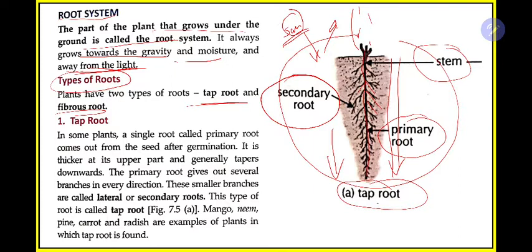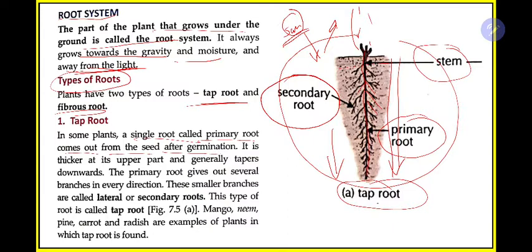The upper part is known as the stem. From here the root will start. In some plants a single root called the primary root comes out from the seed after germination. So what is germination? In our home, sometimes we have seen that our mother dips peas in water for soaking. And the next day or after two or three days you can see that small seedlings are sprouting out of the seeds. This is known as germination. That means a new plant is coming out from a seed. So in some plants we will find that a single root is coming out of the germinating seed.